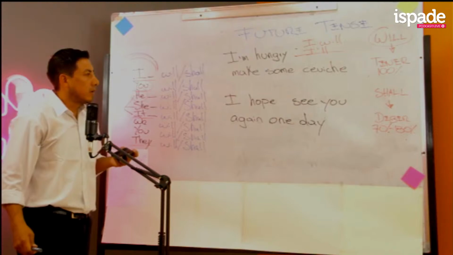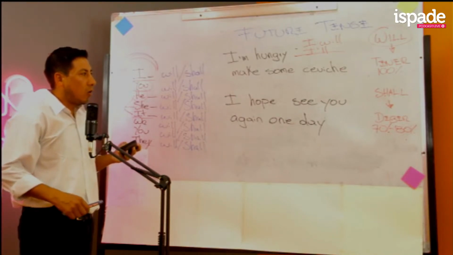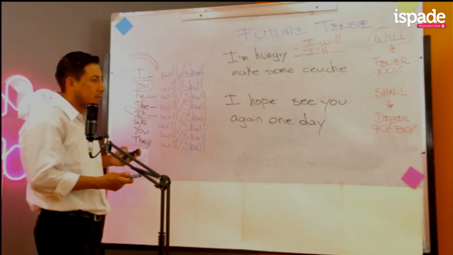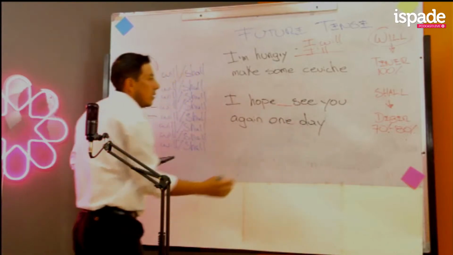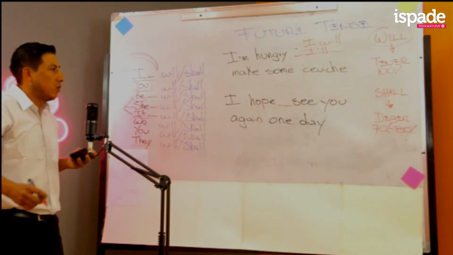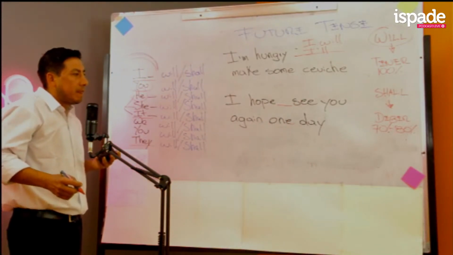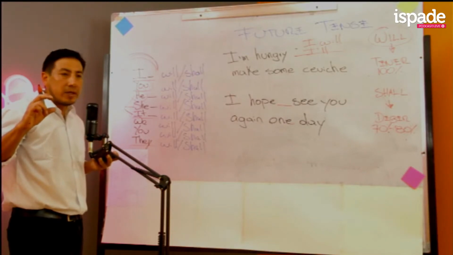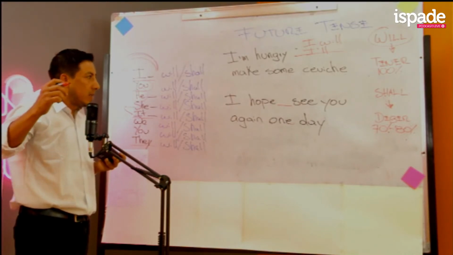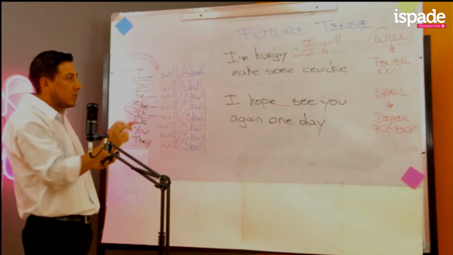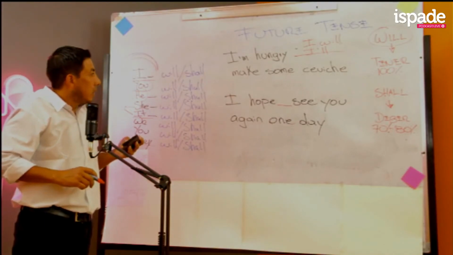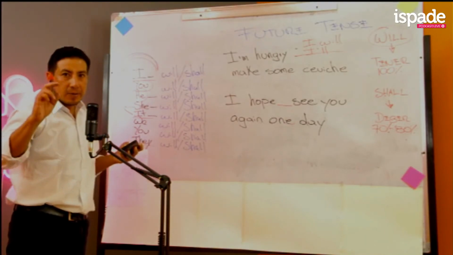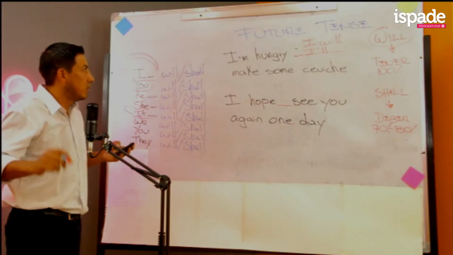Okay, so I hope see you again one day. I hope see you again one day. So how do we change it? Now it's present, but we are going to change it to future tense. But we are going to use will or shall. Let's see. I hope. First of all, let's see the structure as I told you.